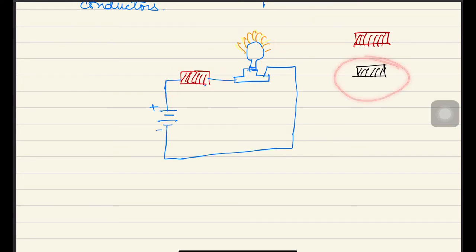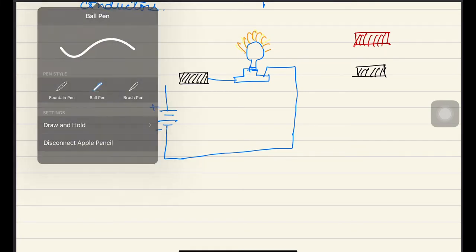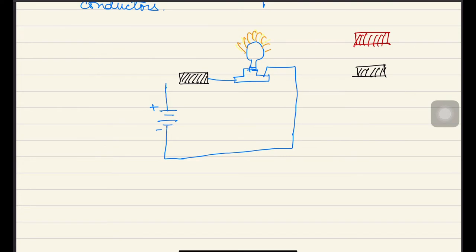Now I have to check the insulator, so I'll remove the conductor and attach this insulator. What will happen? The bulb will not glow, which means the current is not being passed through this insulator. It's that simple. This object is an insulator because the current is not passing through it and the bulb is not glowing. That's how we design a simple experiment to differentiate whether an object is a conductor or an insulator. That was the introductory part of topic 4.2.